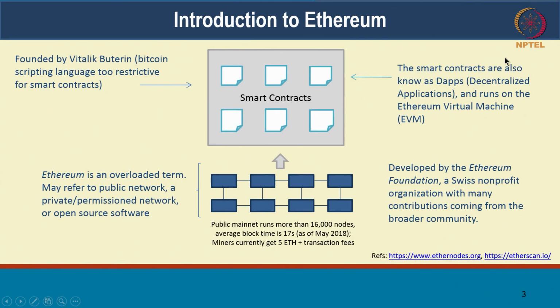The smart contracts are known as dApps, or decentralized applications, and they run on an Ethereum virtual machine. We'll see some details of this. Ethereum itself is an overloaded term. It refers to the public network, similar to Bitcoin. There's a public Ethereum network that runs, and there's a set of peers that run this network. It can also be a private permissioned version of Ethereum.